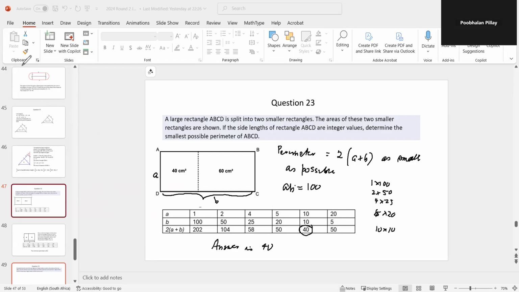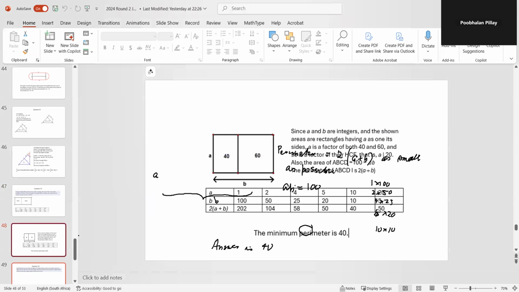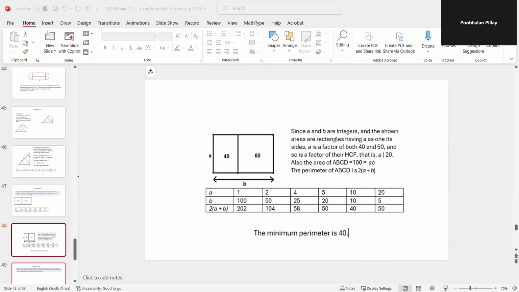So we have only 2 more left. Let's just check to see whether the answer is indeed 40, because often I make calculation errors. The minimum perimeter is 40. Right, so I got exactly the same thing. Well, the diagram earlier on was the same diagram. Okay, let's get on to the next problem.